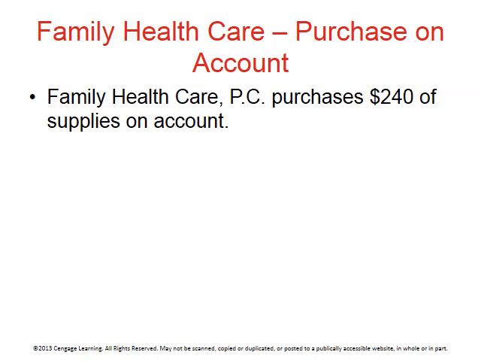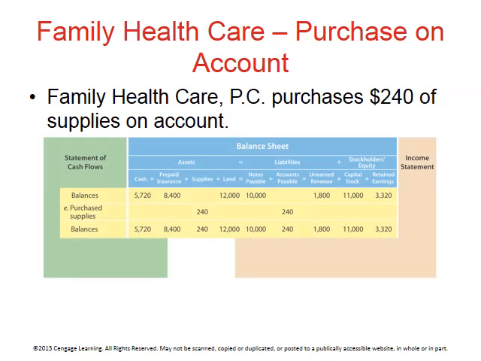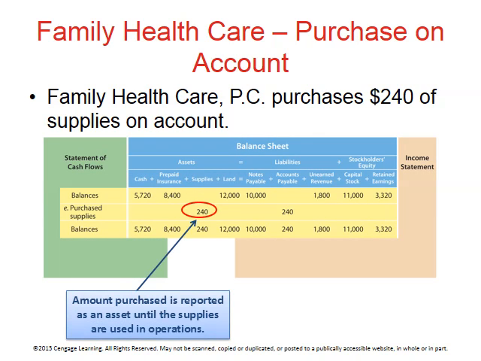And now we're going to buy some supplies for $240 on account. What on account means is that we're buying the supplies this month, but we're not going to pay the bill until next month. So we're buying them on account. We have a promise to pay in the future. So we increase our asset supplies, and then we increase a liability called accounts payable, which is a promise to pay somebody in the future.